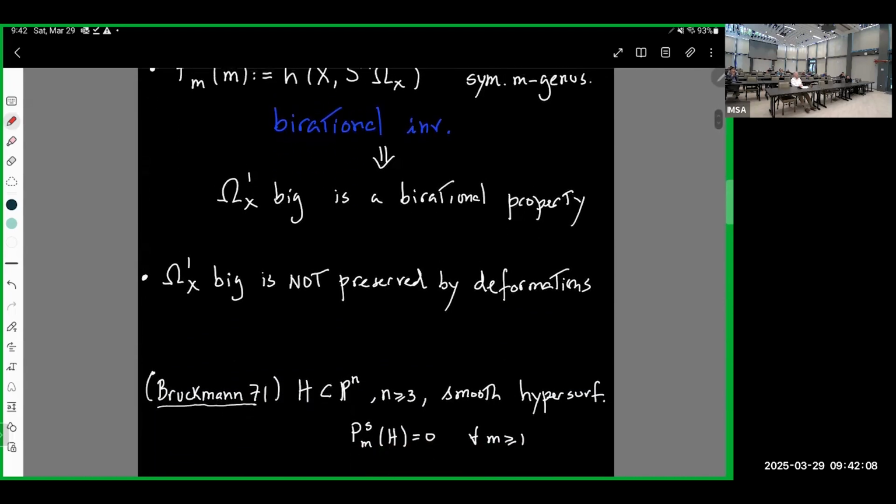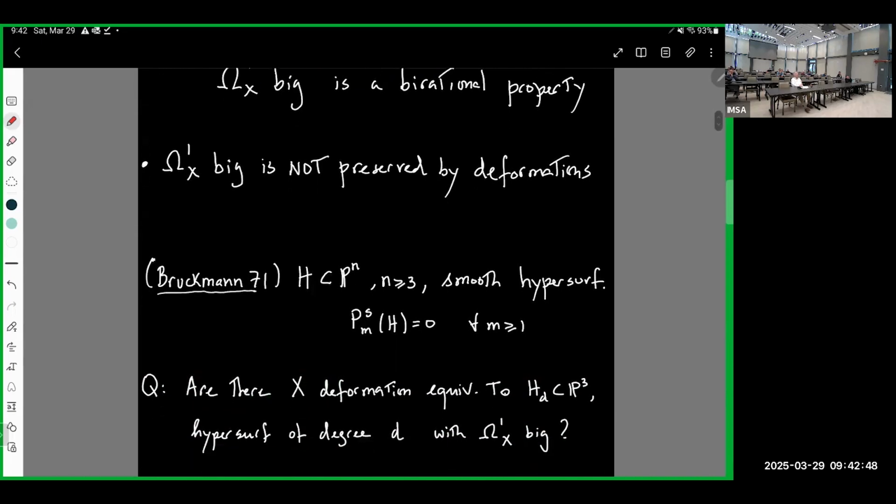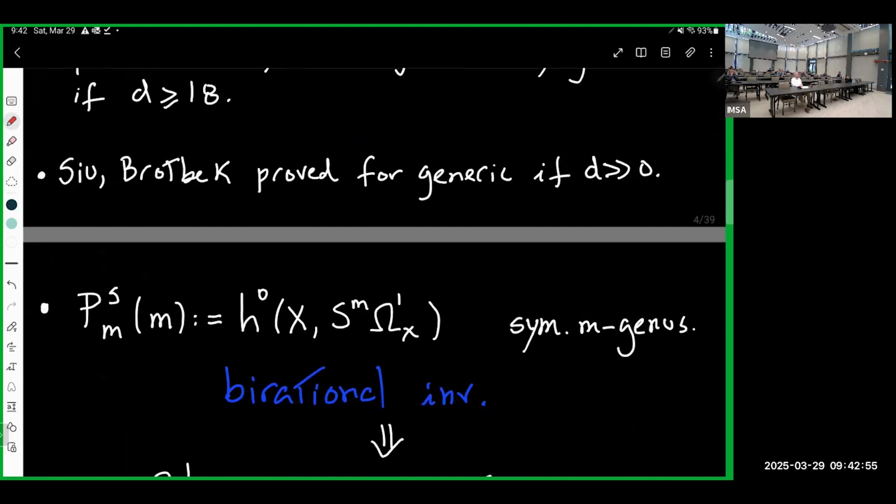So now I'm coming to a motivating question for this work. Brückmann in '71 explicitly showed that smooth hypersurfaces in P^n, when n is bigger than 3, don't have any symmetric differentials. So, for example, if you wanted to prove the Kobayashi conjecture using symmetric differentials, you'd be doomed. There are no symmetric differentials on hypersurfaces, so you cannot use them to prove the Kobayashi conjecture. And what does that notation mean? h^0 of S^m is the dimension of the space of symmetric differentials of degree m.